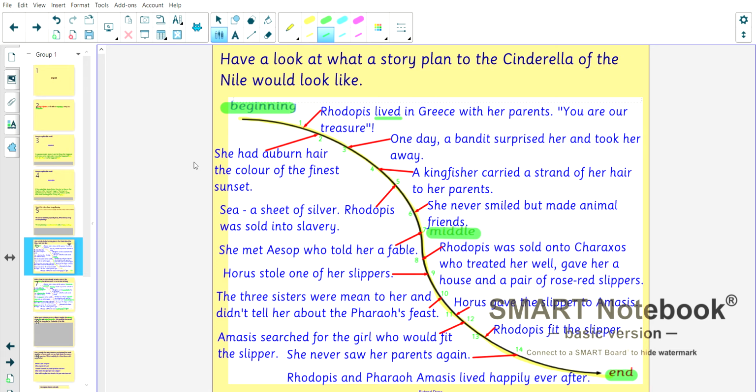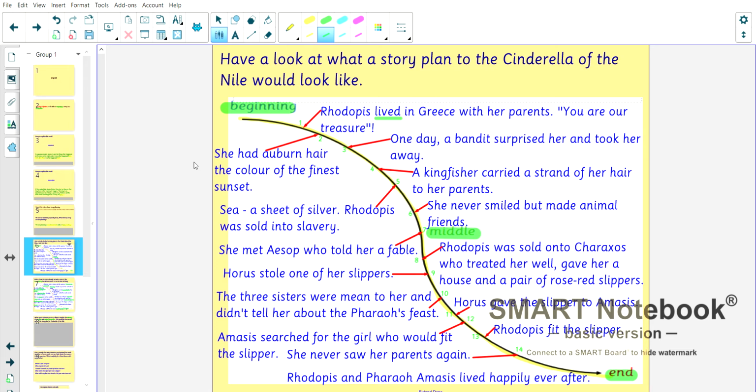Number 4, a kingfisher carried a strand of her hair to her parents. Number 5, see, a sheet of silver. Rhodopis was sold into slavery. Number 6, she never smiled but made animal friends. Number 7, she met Aesop who told her a fable. Number 8, Rhodopis was sold unto Charaxus who treated her well, gave her a house and a pair of rose-red slippers. Number 9, Horace stole one of her slippers.